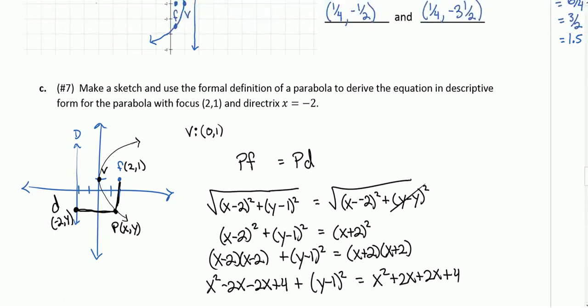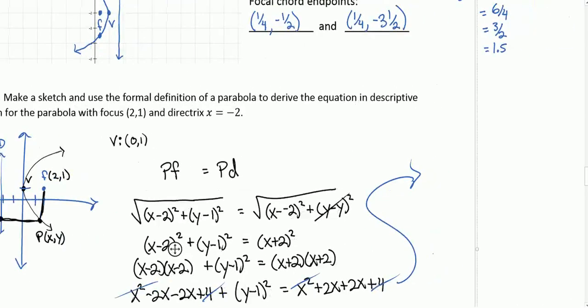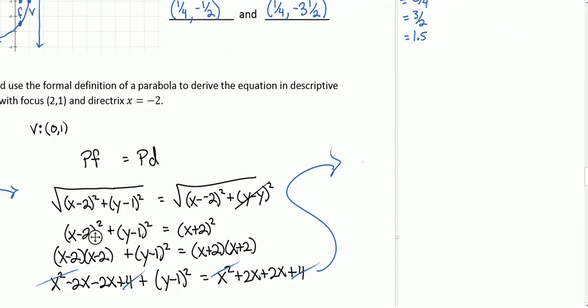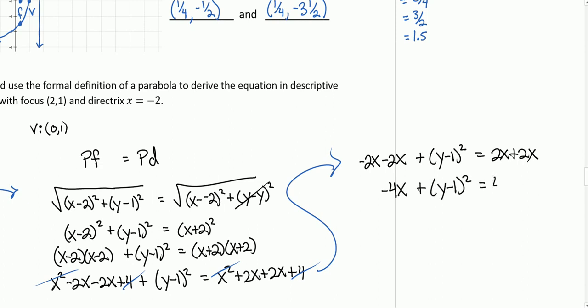And you see we can subtract x squared from both sides, subtract 4 from both sides. And now we're left with -2x minus 2x plus y minus 1 squared is equal to 2x plus 2x. So that's -4x plus y minus 1 squared is equal to 4x. Add 4x to both sides.